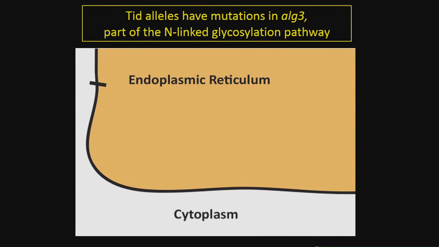As I said before, the gene was miscloned at the time. What we found is that TID alleles actually have mutations in Alg3, and Alg3 is part of the N-linked glycosylation pathway. This pathway happens in the ER, where a sugar chain gets built up, as you can see here. Different sugar groups get built onto the chain, and Alg3 is just one of the transferases that puts on these sugar groups. The chain continues to be built up, and in the end it gets transferred to a protein in the ER.